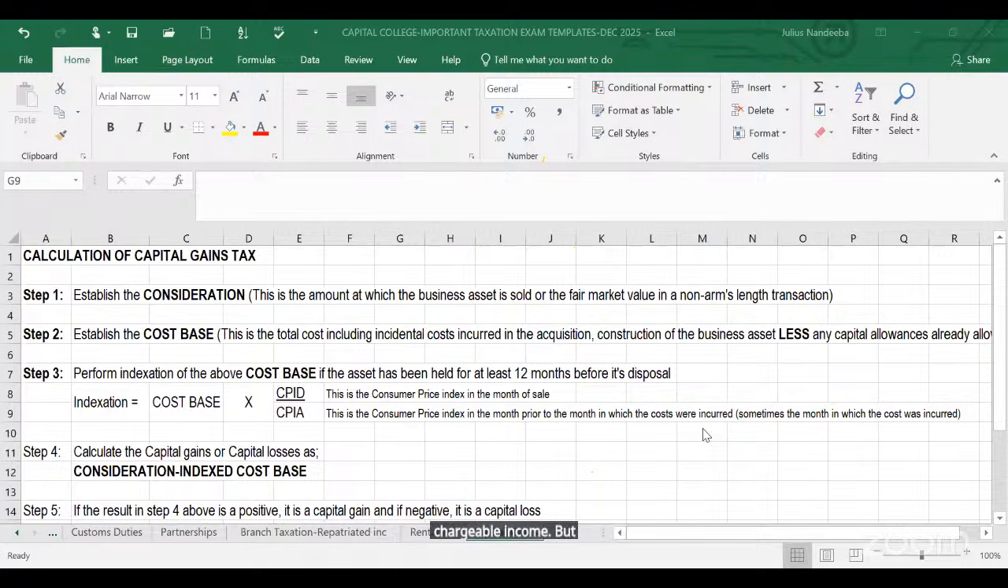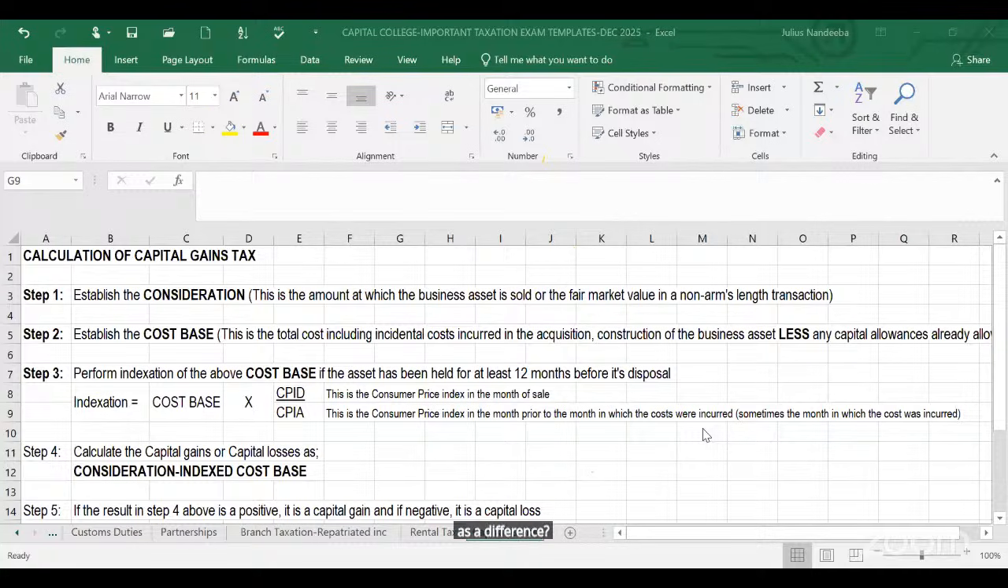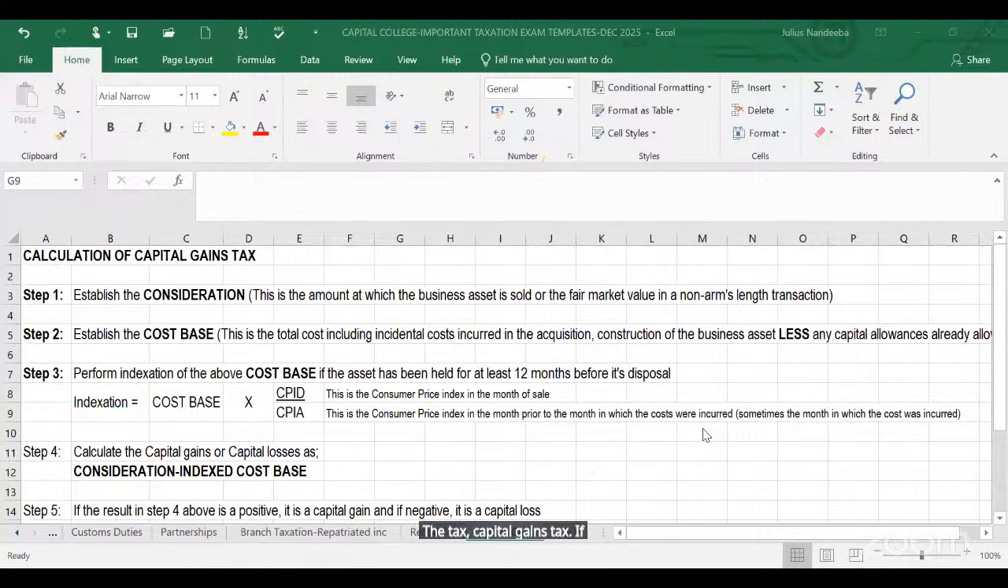But most of the times, they actually bring you capital gains number separately as a different number. If it is a different number, after getting capital gains, you're going to go ahead and calculate the tax, capital gains tax. If it is a loss, you're not going to apply any tax. So what do we do? We said step number one, if they give you any number on capital gain, step number one is that you're going to establish the consideration. And this is the amount at which the business asset is sold, or the fair market value in a non-arm's length transaction.